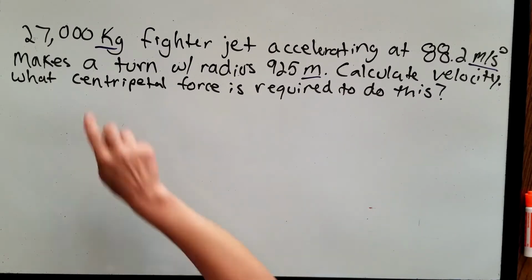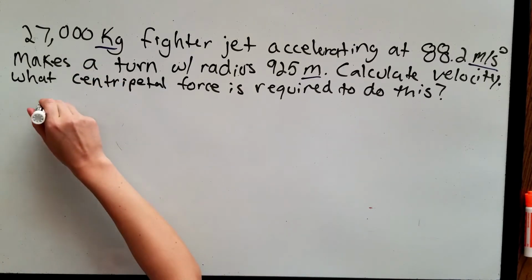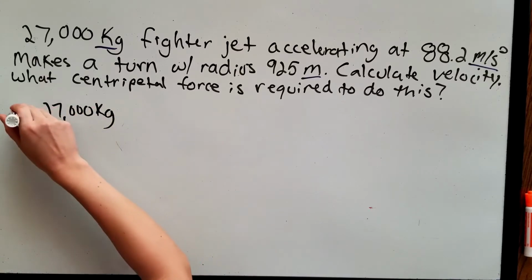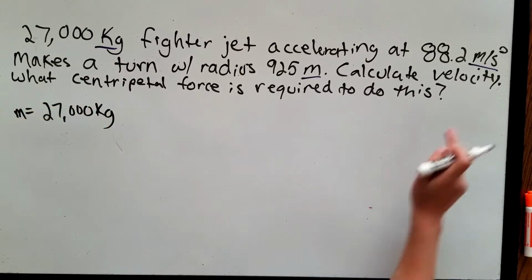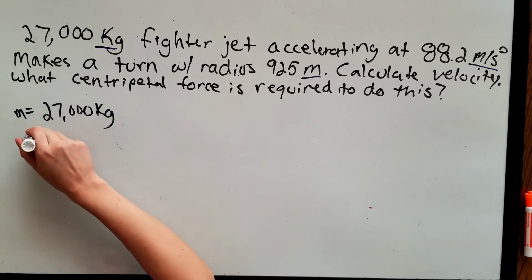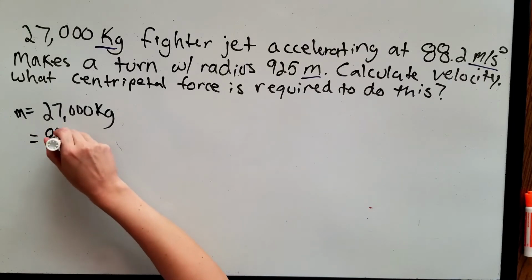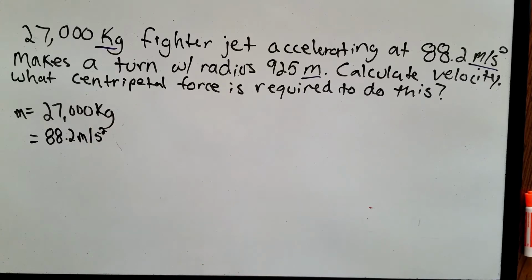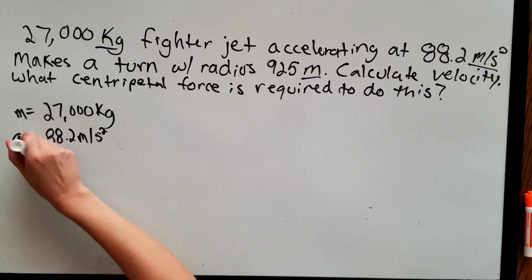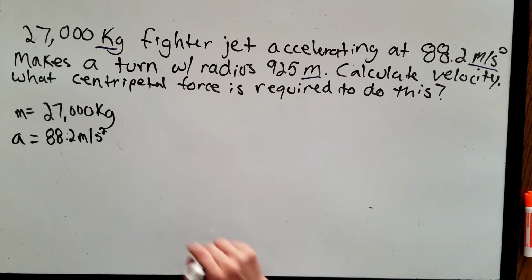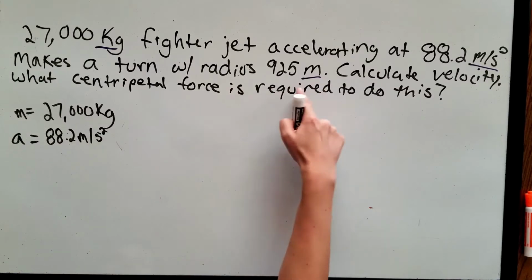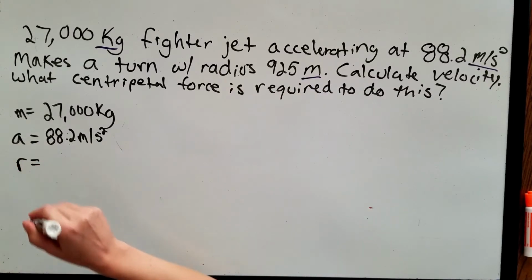So we have kilograms. So 27,000 kilograms is what? It's a mass. Then we have 88.2 meters per second squared. If it was meters per second, it would be a velocity, but it's meters per second squared. So that is an A, an acceleration. Then making a turn with radius. So remember in these problems, the distance, the meters, is R, not D.